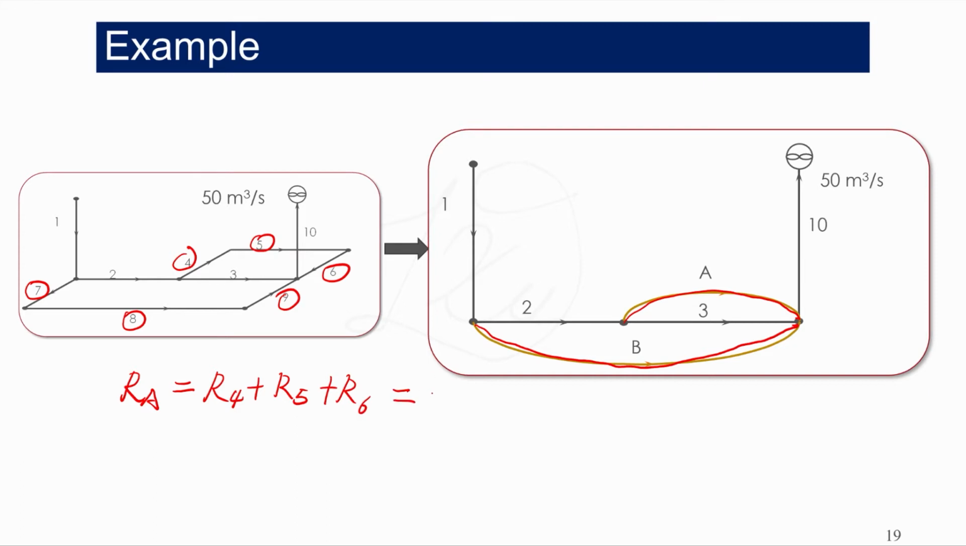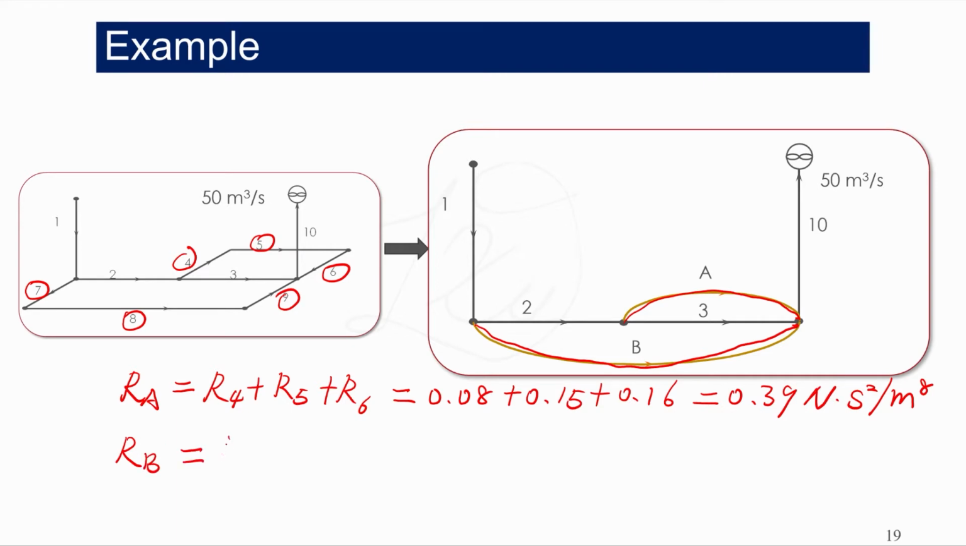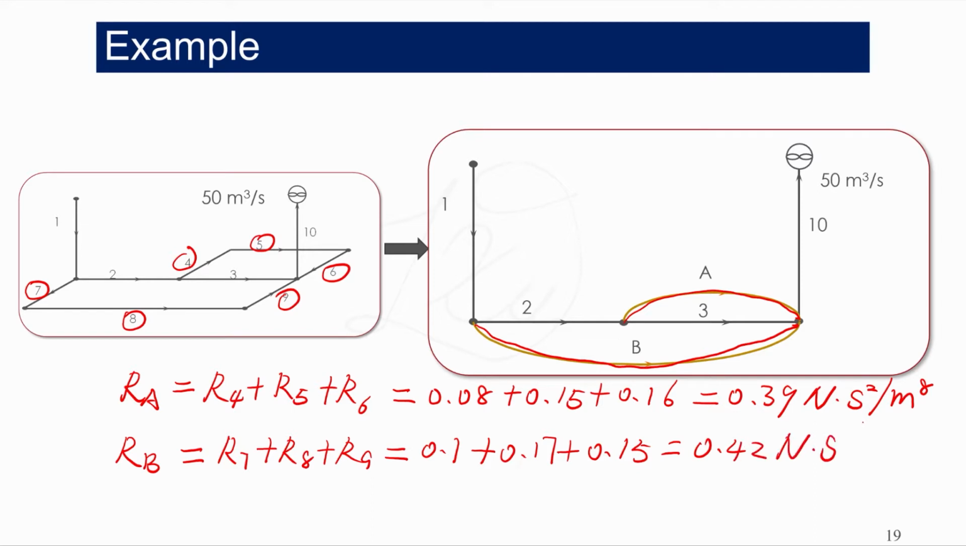equals 0.08 plus 0.15 plus 0.16 equals 0.39 Newton second squared divided by meter to the eighth. Similarly, the resistance RB equals R7 plus R8 plus R9 equals 0.1 plus 0.17 plus 0.15 equals 0.42 Newton second squared divided by meter to the eighth.